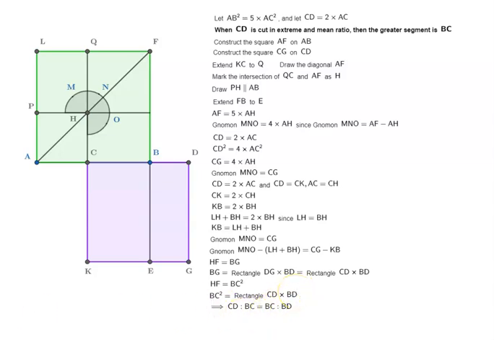And since CD is greater than BC, it implies BC is also greater than BD. So that means CD has been cut in extreme and mean ratio at B, and as the proposition says, the greater segment is BC. So we have proved what was required.